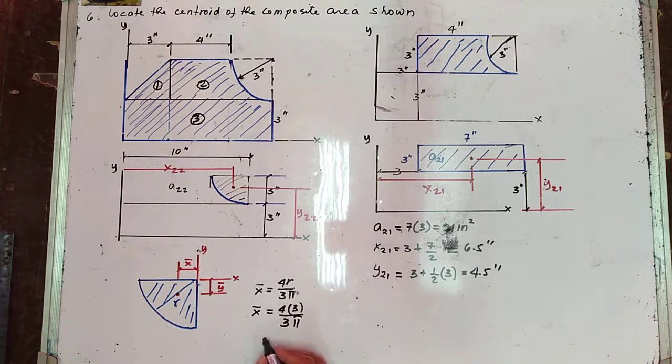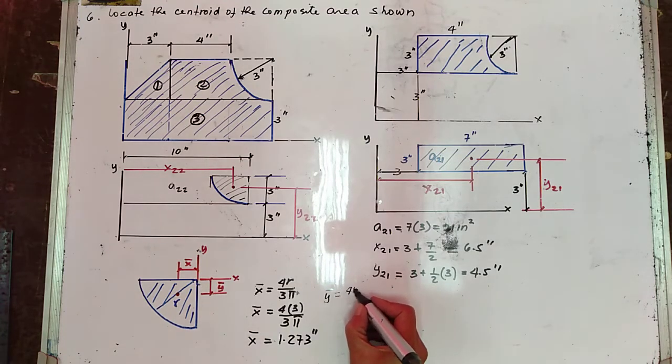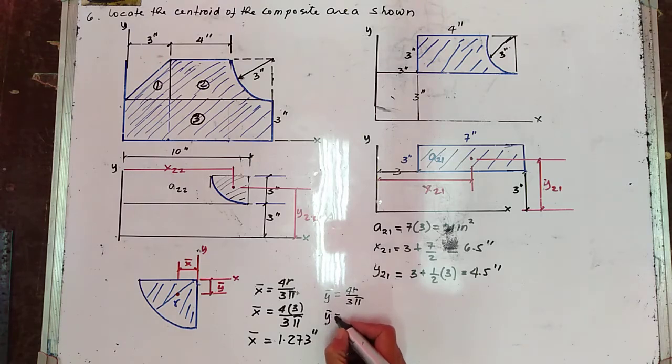And this is equal to 1.273 inches. And your bar y is still equal to 4r all over 3 pi. Hence, bar y is still equal to 1.273.